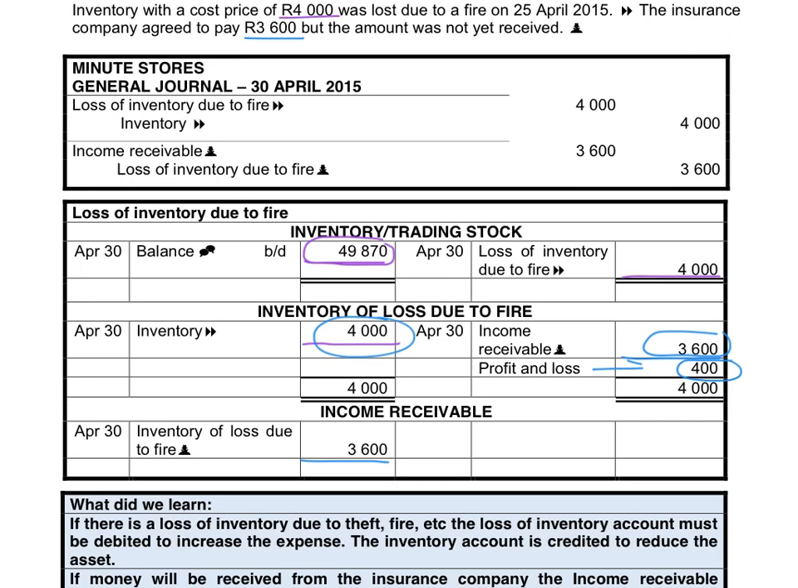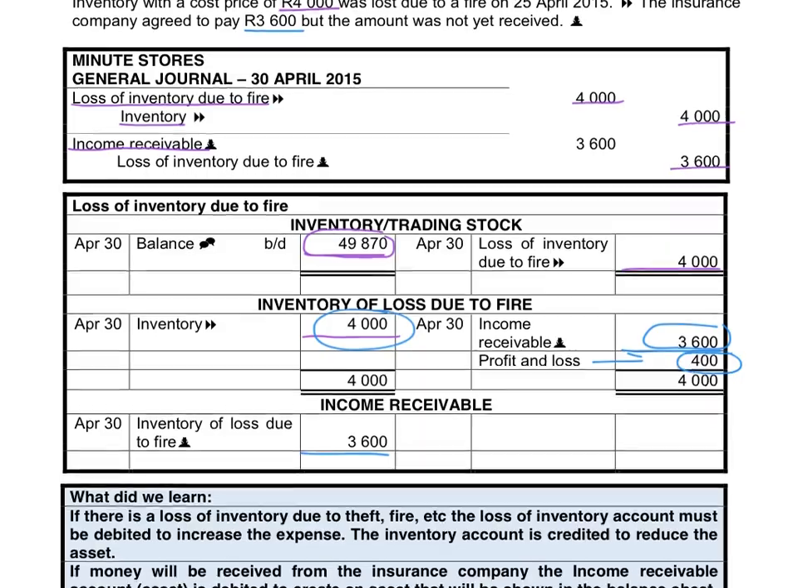So first, we will record a journal entry for the loss of inventory and show that an expense account is created, and we show the total loss as 4,000. The inventory asset is reduced by 4,000. Because we're going to receive money from the insurance company, income receivable or insurance company will be debited, and loss of inventory will be credited, so that the 4,000 can be reduced by the 3,600, and only 400 Rand will be shown as a loss in the income statement.